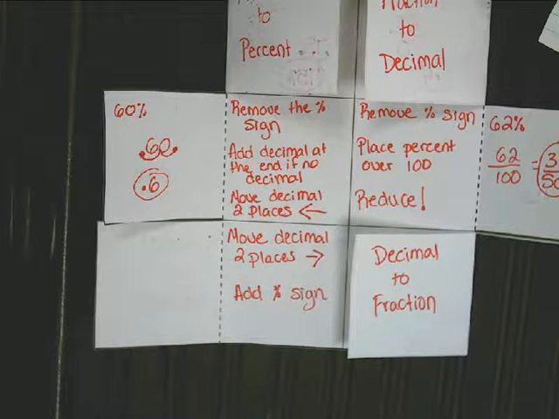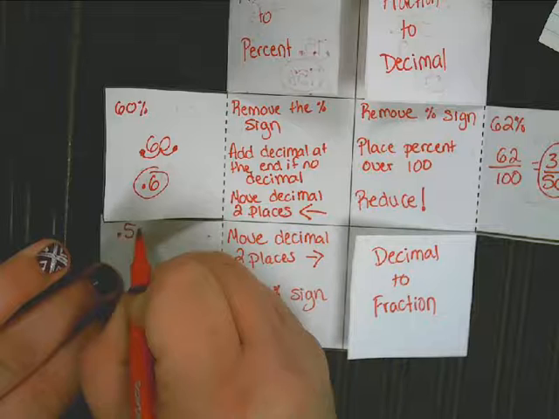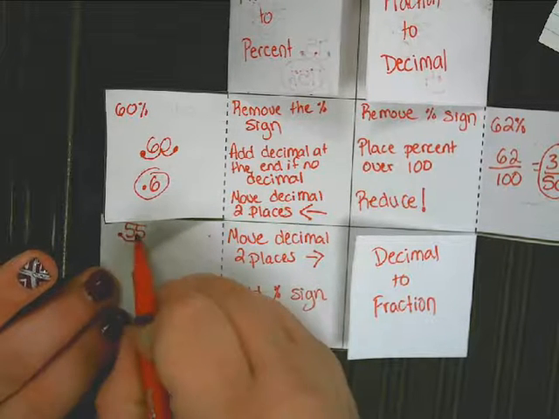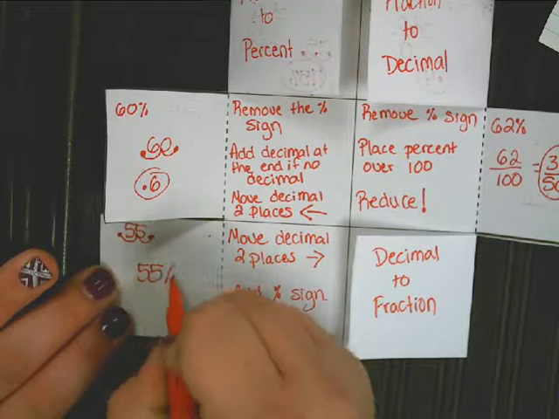So if I'm given 0.55, moving my decimal 2 places, it'd be 55%. You can drop the decimal at the end then, as long as there's no numbers behind it.